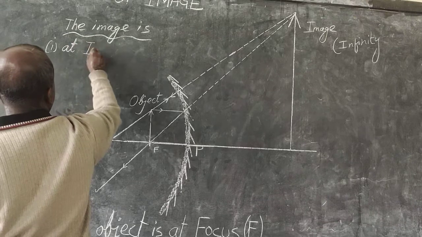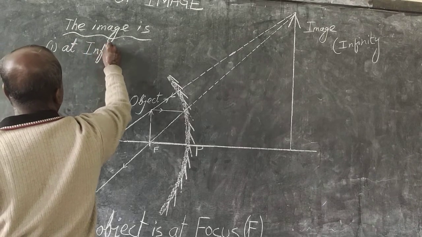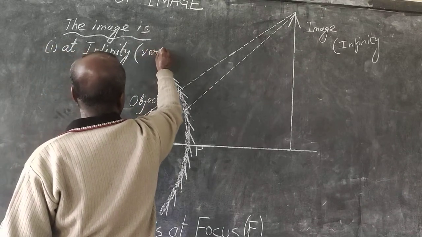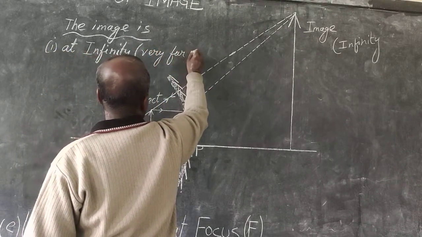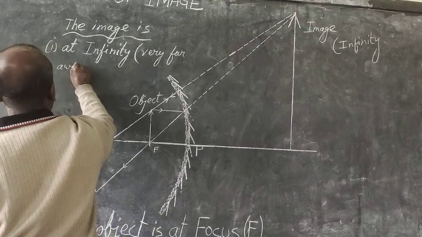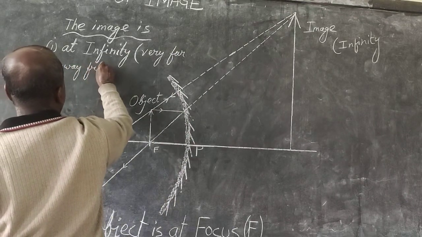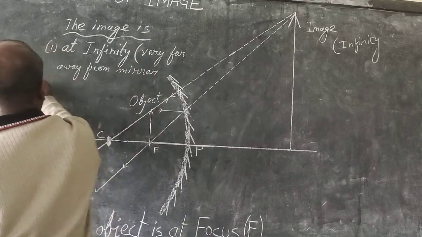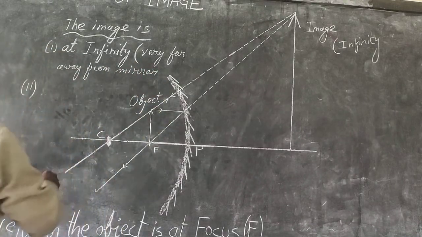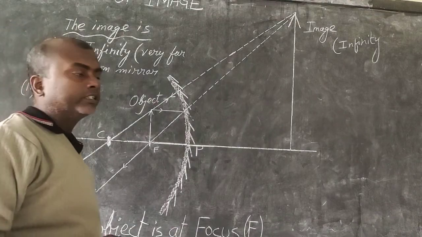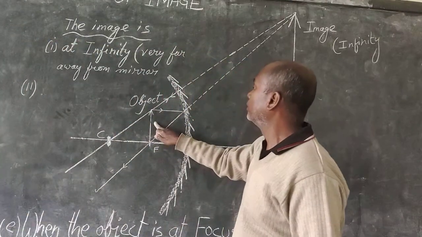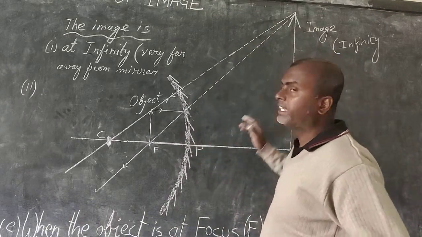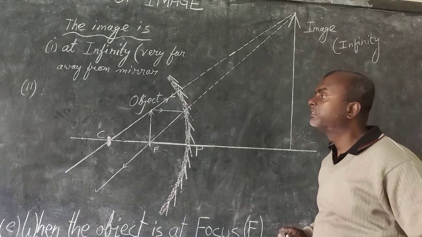At infinity, it is very far away from the mirror. And the second characteristic is it is no more real and inverted. It is not inverted at all. See, the object and the image both are above the principal axis. So it is called erect or upright.